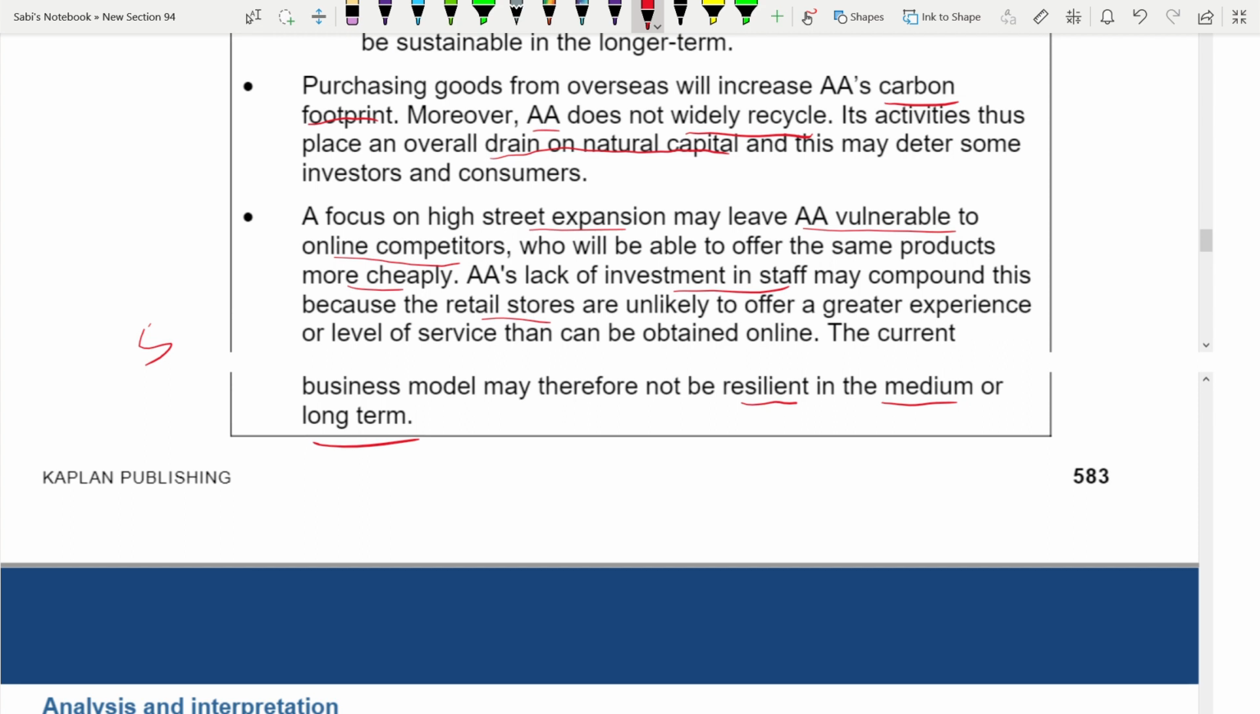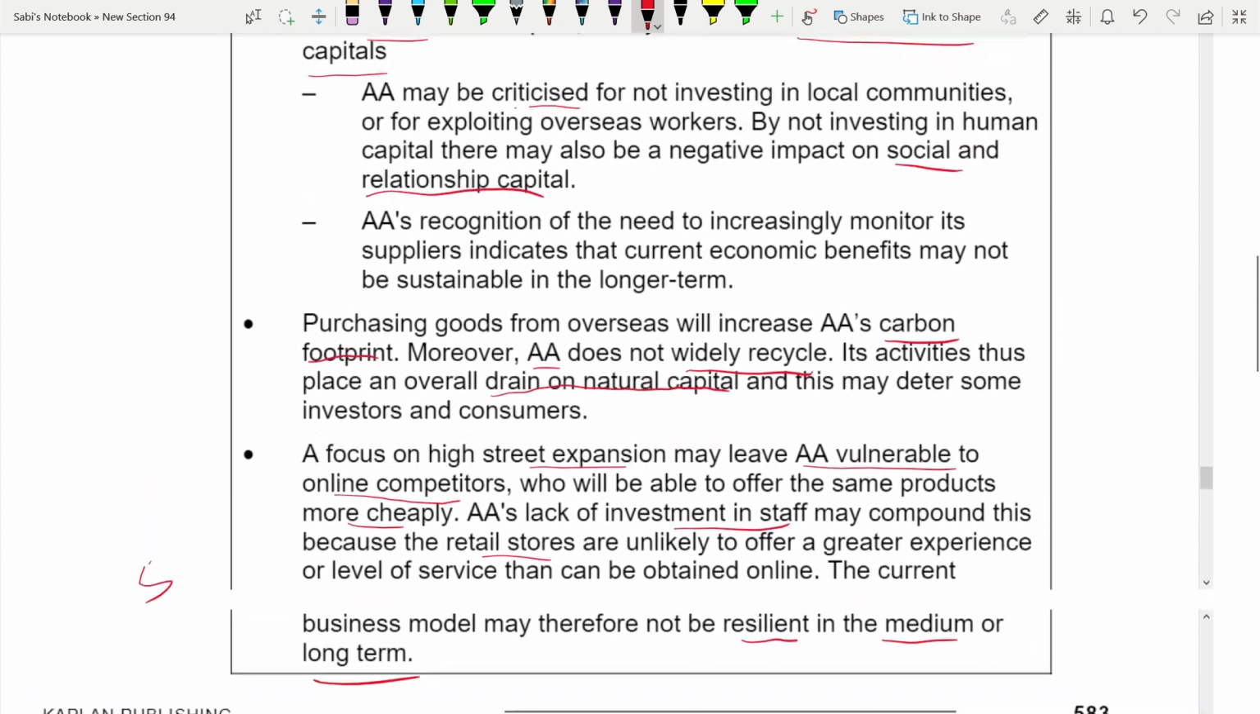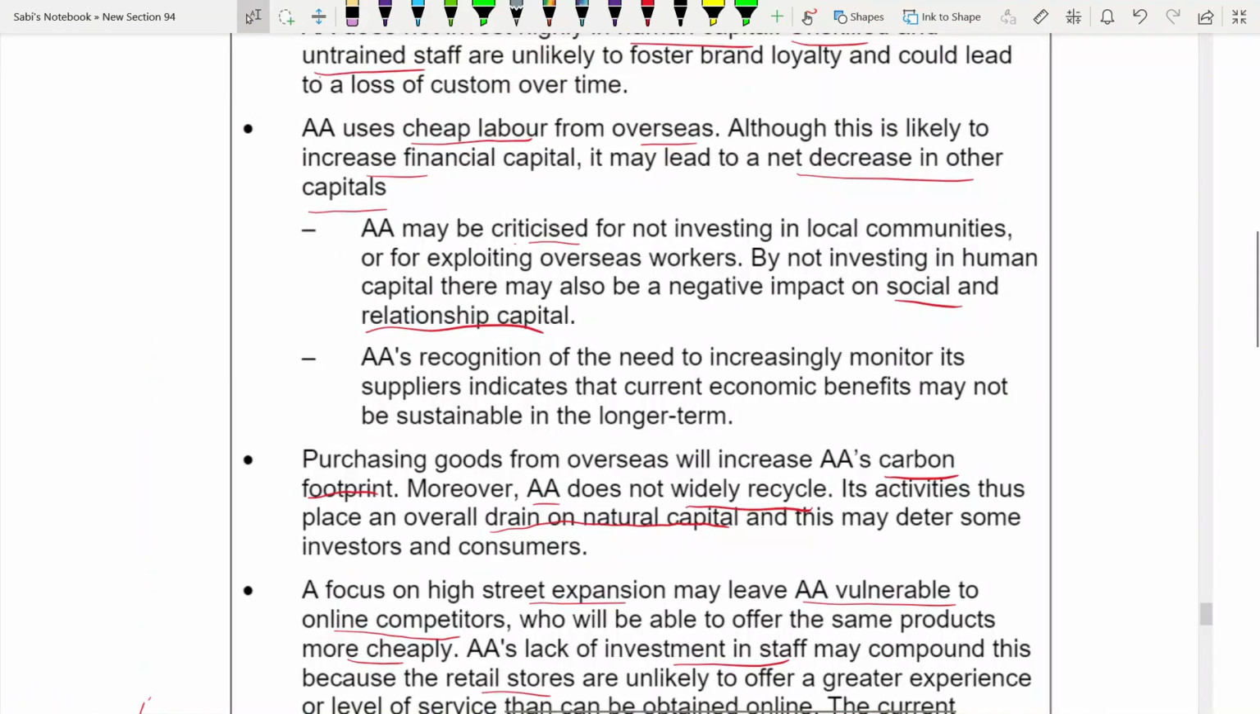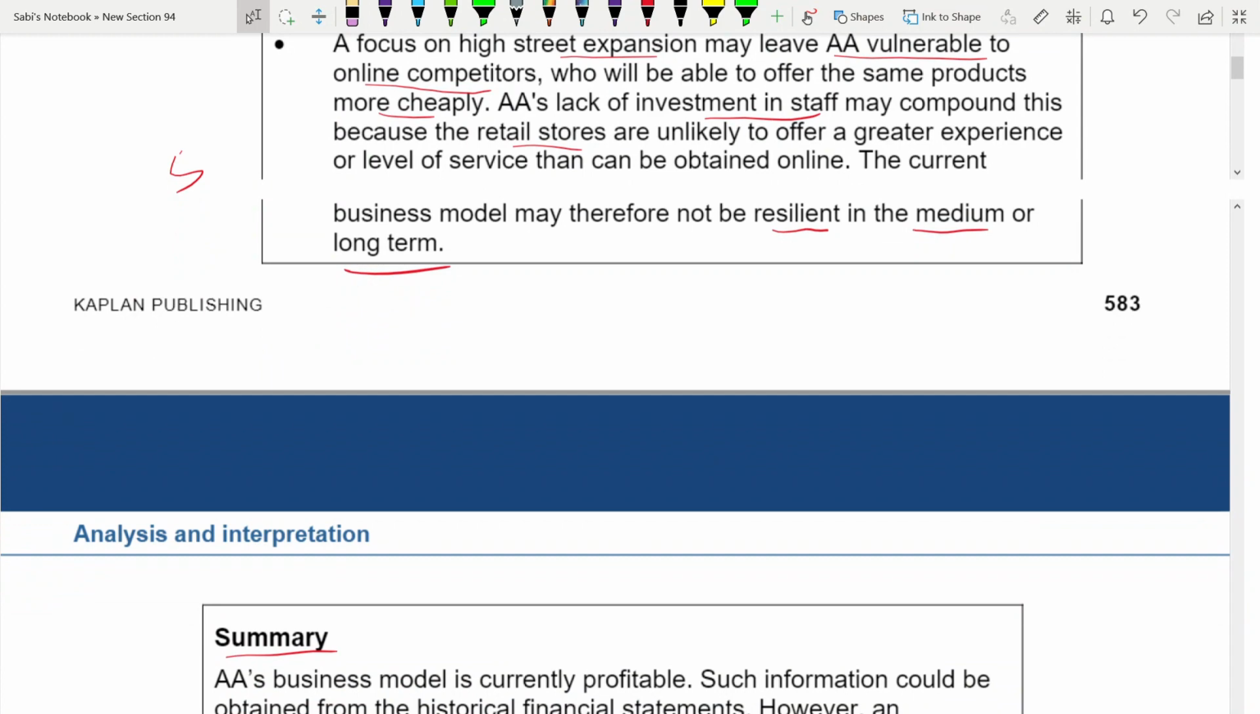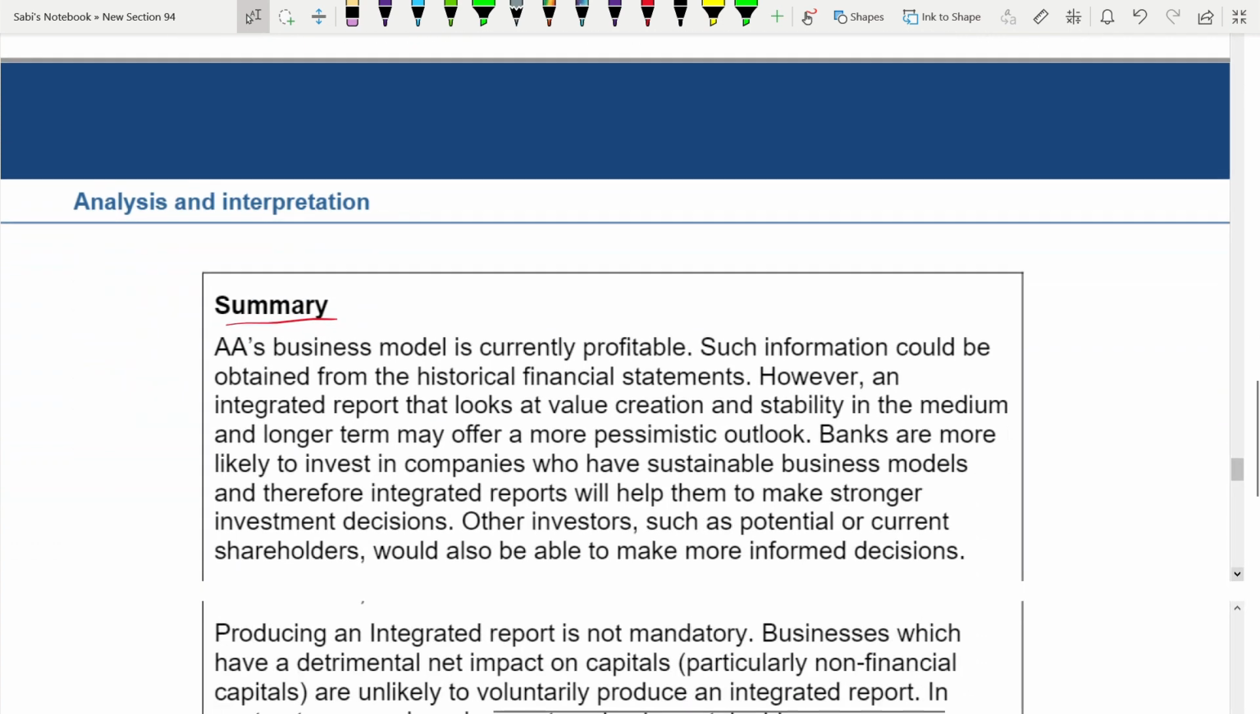What is that current business model? You are trying to expand on the high street, you are purchasing from overseas, increasing carbon footprint, not even recycling, you are using cheap labor from overseas, you are not training your employees, all those things. This is not a good sustainable business model. Maybe for the short term, yes, you will save some cost here and there, but over the long term, it will not work. So now, what is the summary?